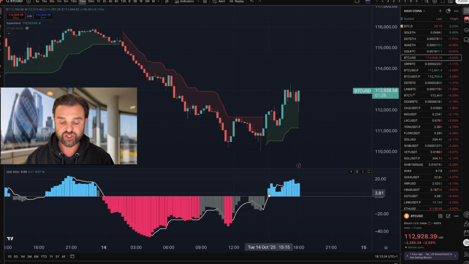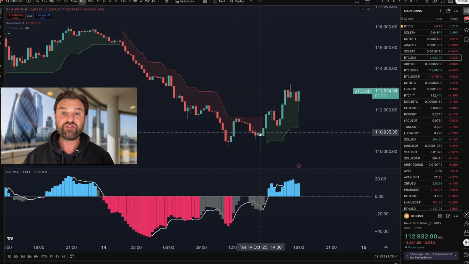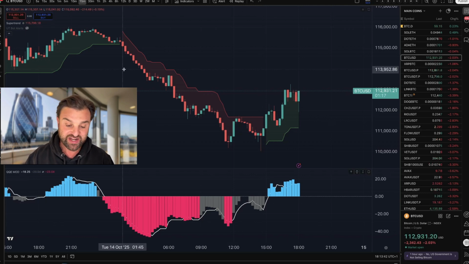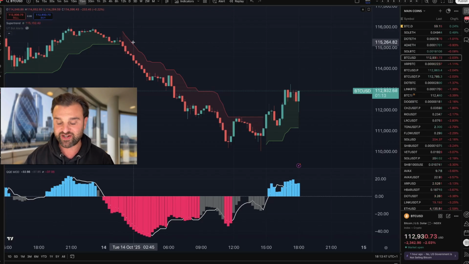When this shows blue and it lines up with the Supertrend, that is your cue to go long. When you see it turn red, and also you see the Supertrend signal turn red, well, that's your cue to go short. Pretty simple, right?